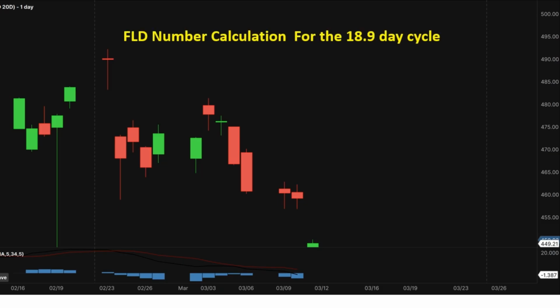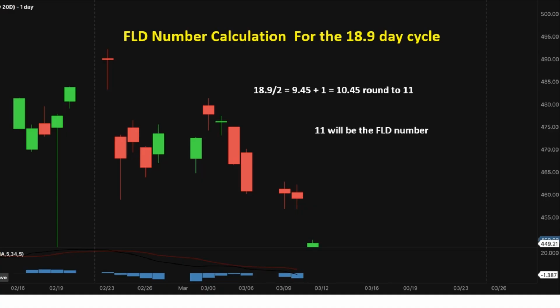The math is simple. Take the period of your wave, divide it by 2, add 1, and round to the nearest whole number. For example, if you are trading an 18.9-week cycle, 18.9 divided by 2 is 9.45. Add 1 to get 10.45. Round it up, and your FLD number is 11. This means we are shifting our price action 11 units into the future.